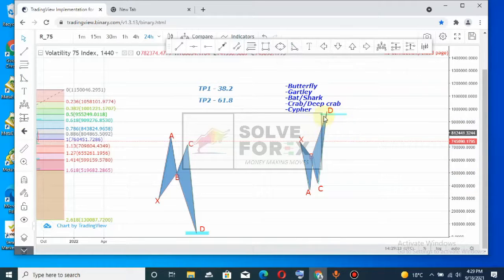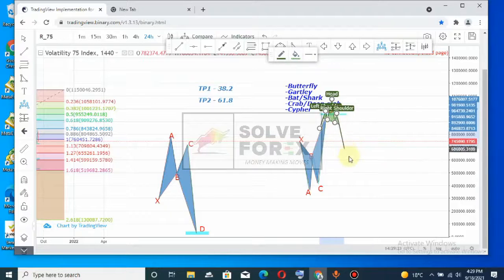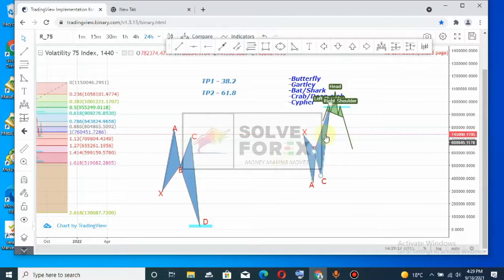What do you wait for? Double top or head and shoulders on top. Then that's your entry all the way down. That's your bullish deep crab, and this is your bearish deep crab. Easy, guys. And then your normal crab, I'm going to explain a bit.